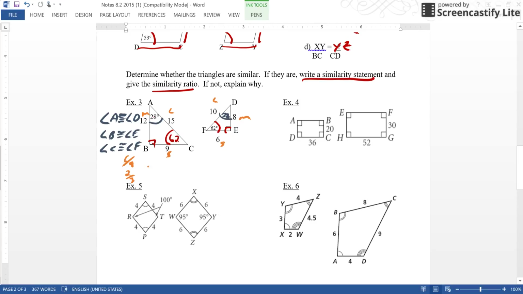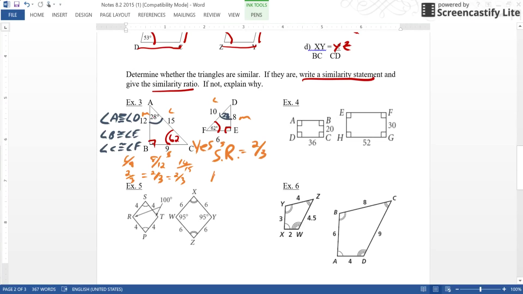Okay, my medium is going to be 8 over 12. When I reduce that in my calculator, that's 2/3. My large is going to be 10 over 15, and when I reduce that, it's going to be 2/3. So all the sides are proportional. They're the same similarity ratio. So my similarity ratio is 2/3. And so I would say yes, they are similar.